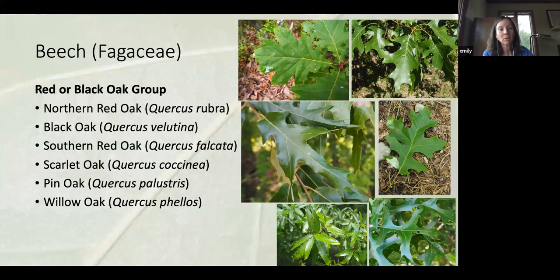Oaks are better than beeches at dropping their leaves. I think only in the last couple of years I've noticed the black oaks or the red oaks being a little bit worse at it, but I think that's just some funny ends of fall the last couple of years.